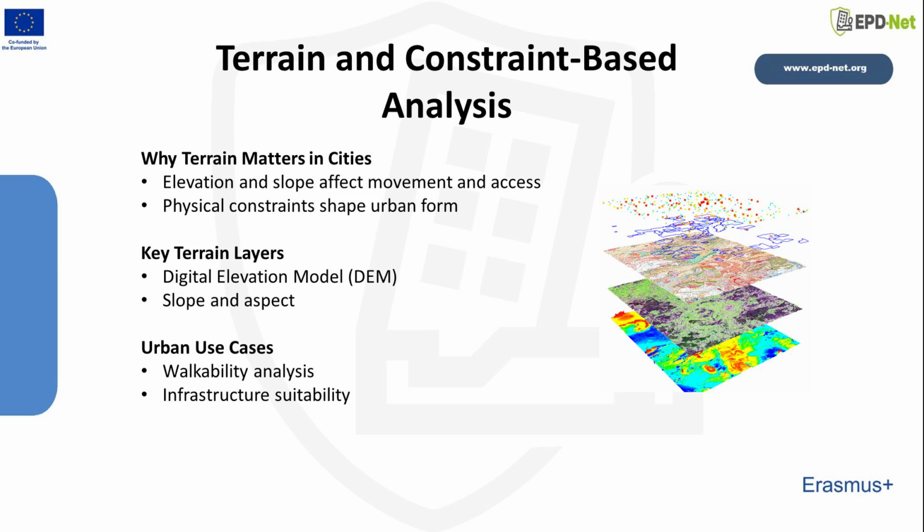Terrain plays an important role in how people move through cities and how infrastructure performs. Elevation changes and slope can significantly affect walkability, cycling comfort, and accessibility, especially for elderly populations or people with limited mobility. Key terrain layers used in urban analysis include digital elevation models and derived slope and aspect layers. These datasets help identify areas where physical conditions create constraints or increase effort required for movement.